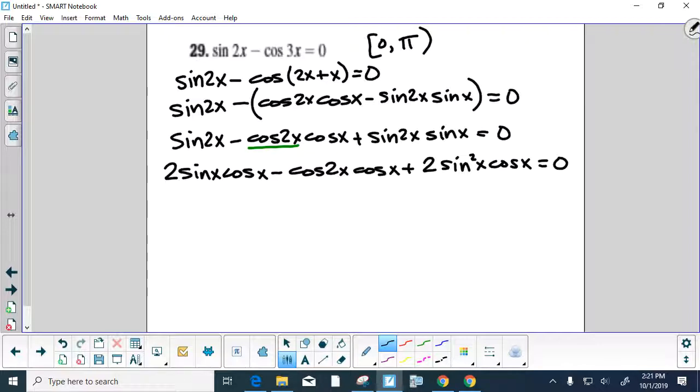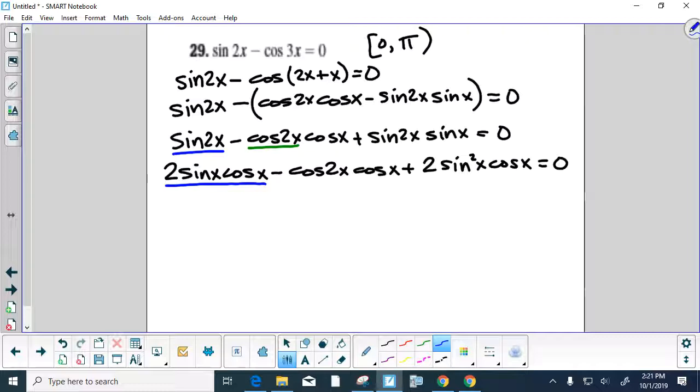I'm just wondering how you got 2 sine x and then cosine x there. This here? Yeah, this is the identity. This right here is equal to this. That's the identity. Okay? That's a good question.